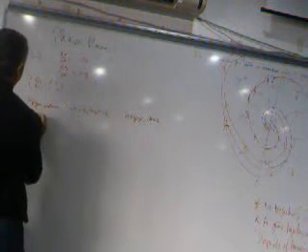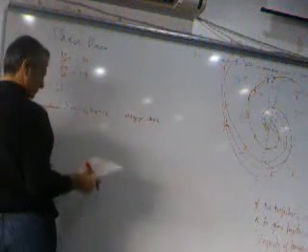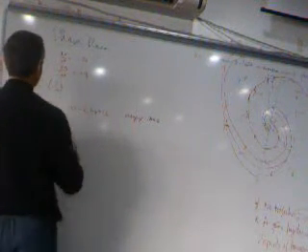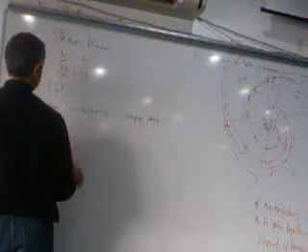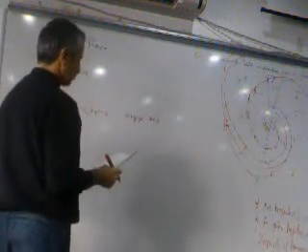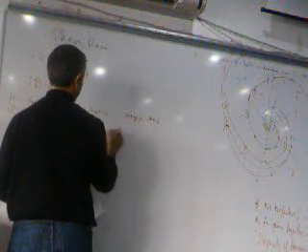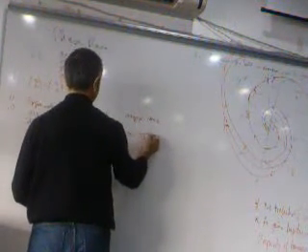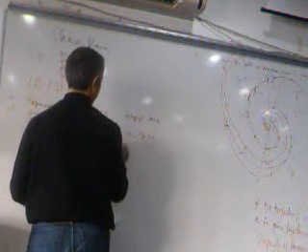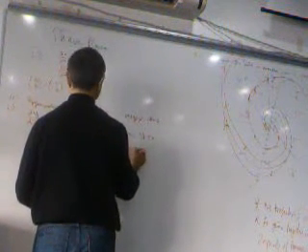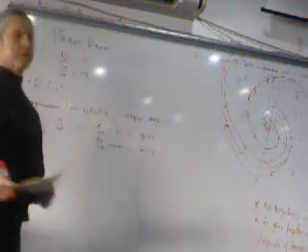Next, dy over dx equals y over 2x. So from here, dy over dx equals 0 on y equals 0, and dy over dx approaches infinity on x equals 0. Right?